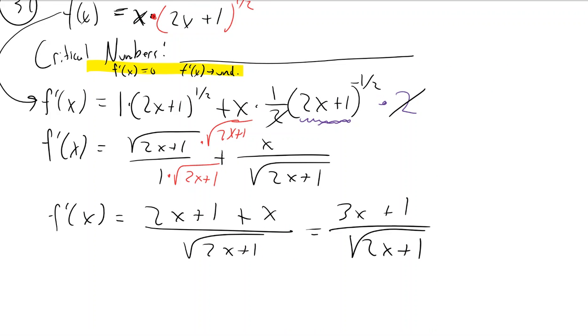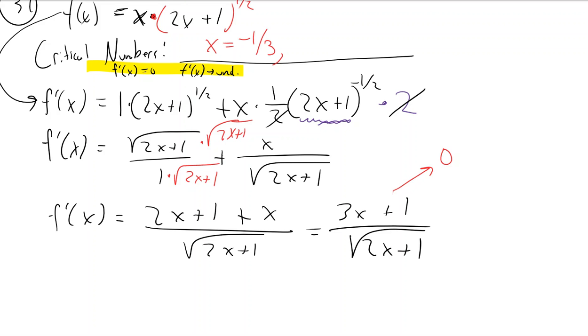So a fraction equals 0 when the numerator equals 0, and 3x plus 1 equals 0 at negative 1/3. So that should be a critical number. Whether it's a max or min or not, it's still a critical number.